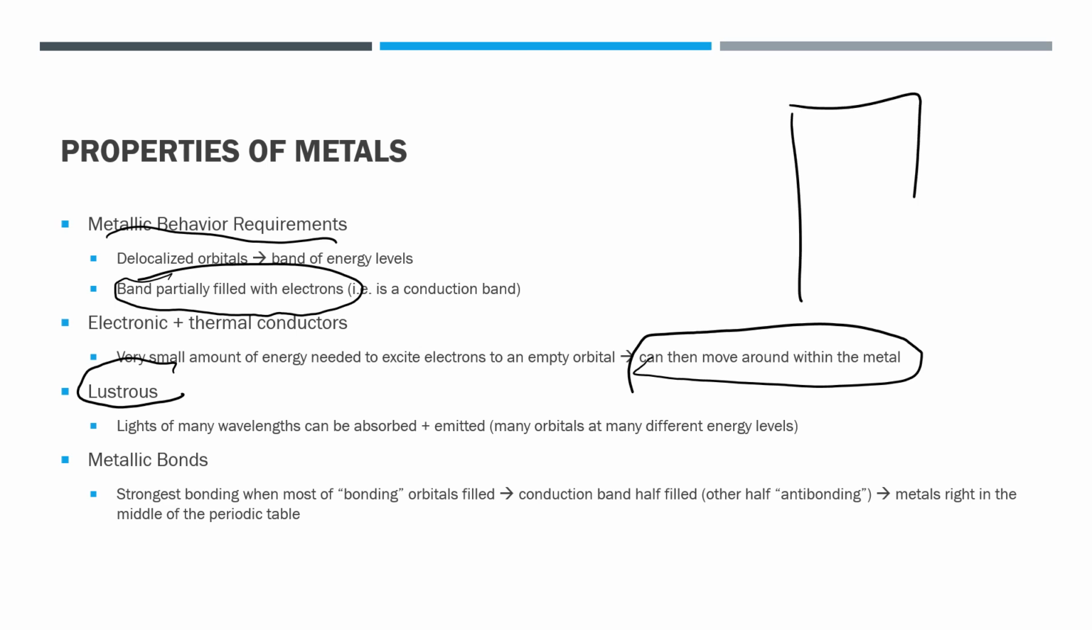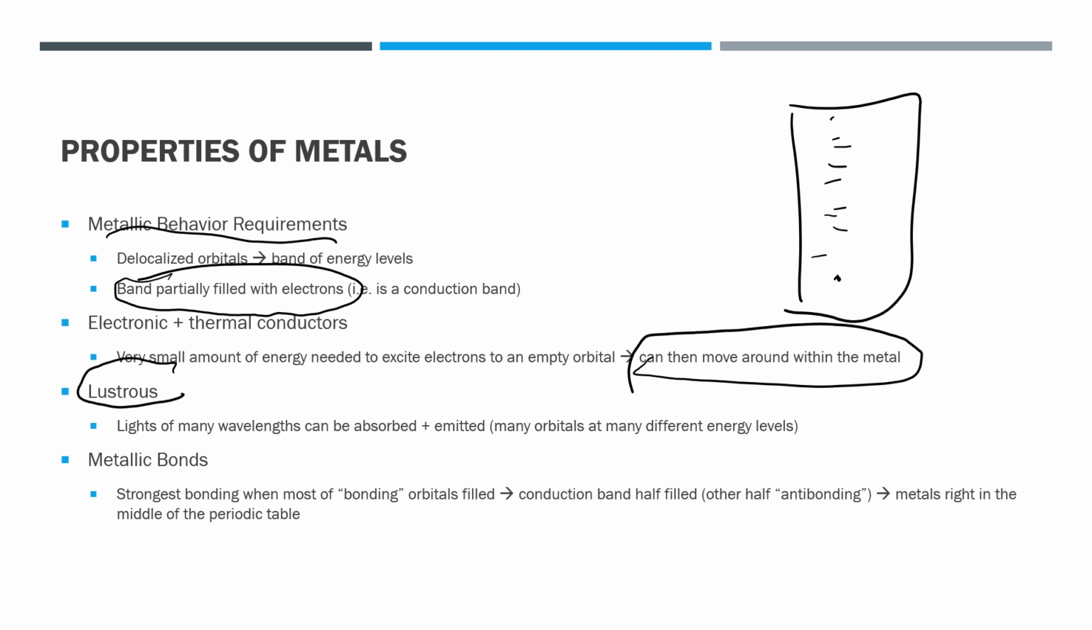Like if I drew a band and I have an electron here, I can basically jump to any one of these energy levels, because there are levels at any of these specific energies in this band. And because I can jump to basically any energy level within the band, this electron can absorb light at any of the wavelengths that agree with these different energy levels. And because there are so many different wavelengths that can be absorbed and emitted, the metal is going to appear lustrous.